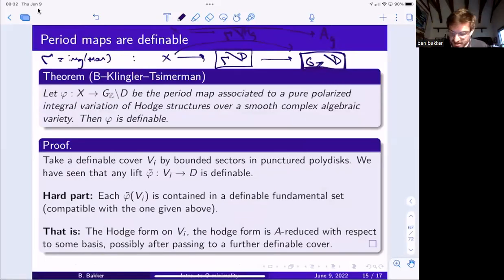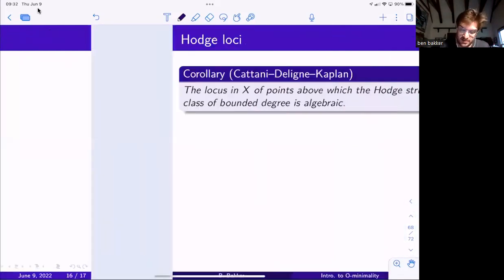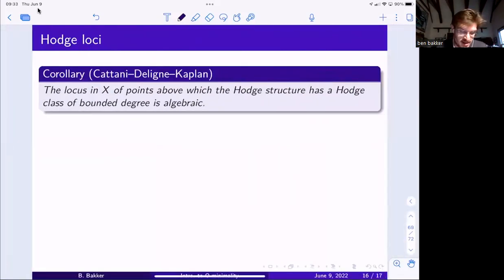So okay, this is a theorem. It has an immediate, very nice consequence, which I want to talk about. And that is we immediately deduce as a corollary a hard theorem of Cattani, Deligne, and Kaplan, which is the statement that if I have a variation of Hodge structures over a smooth complex algebraic variety X, then I can look at the locus of points in X for which the corresponding Hodge structure has a Hodge class of bounded degree. And that locus is in fact algebraic.